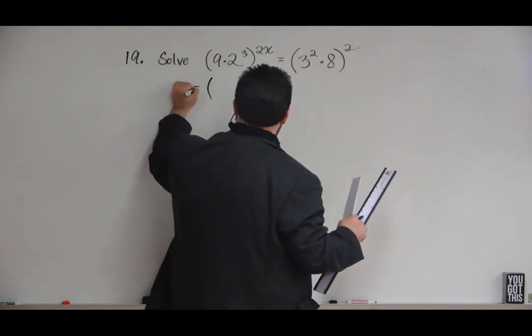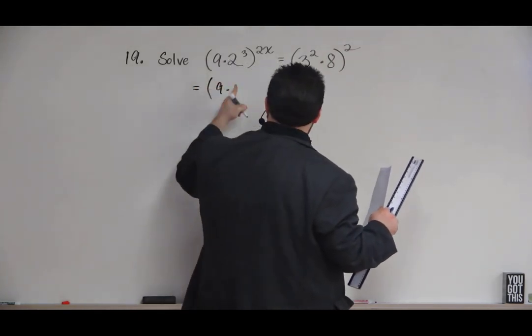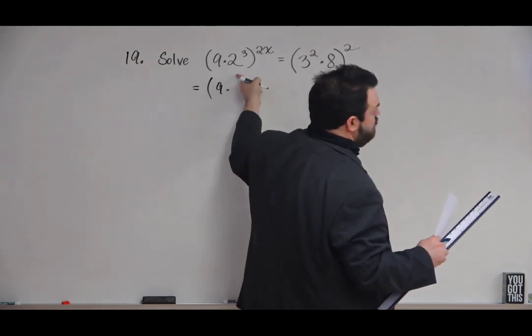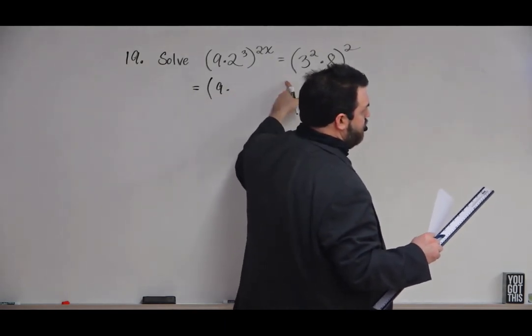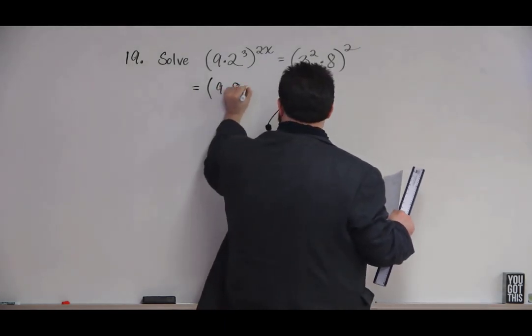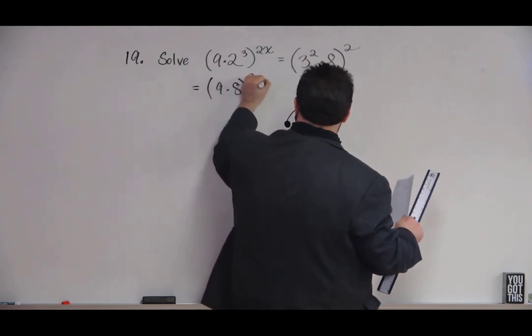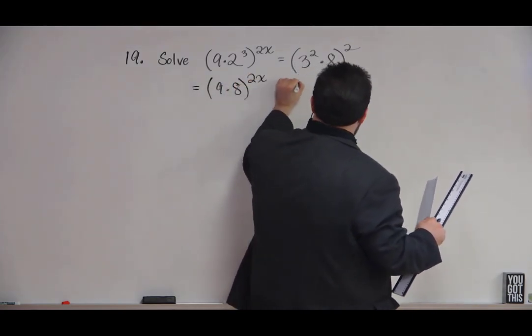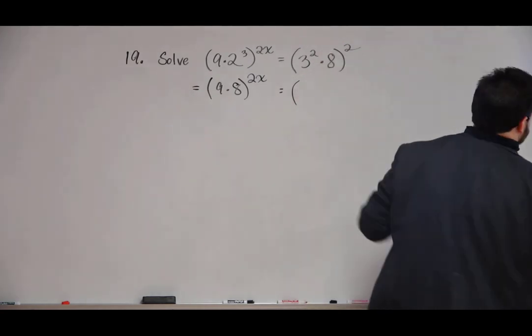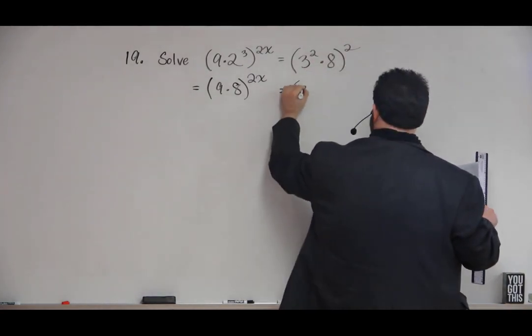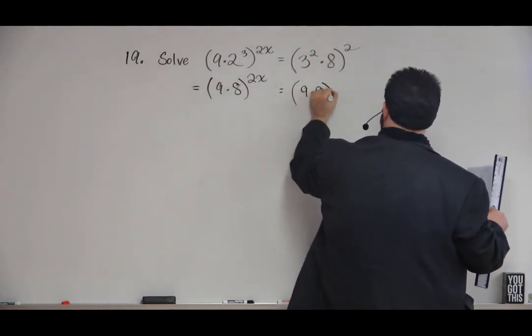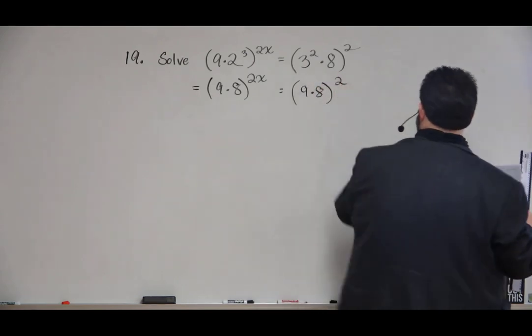Write it like this. 9 times. Now what is 2 cubed? That's 2 times 2 times 2. 2 times 2 is 4. 4 times 2 is 8. 9 times 8, the whole thing raised to the power of 2x. Okay. 3 times 3 is 9. So 3 squared is 9 times 8. The whole thing raised to the power of 2.